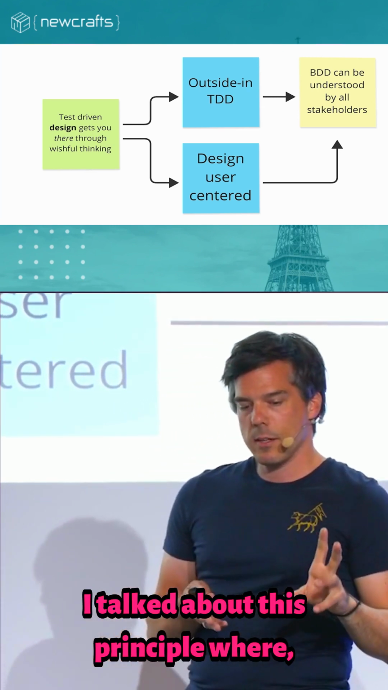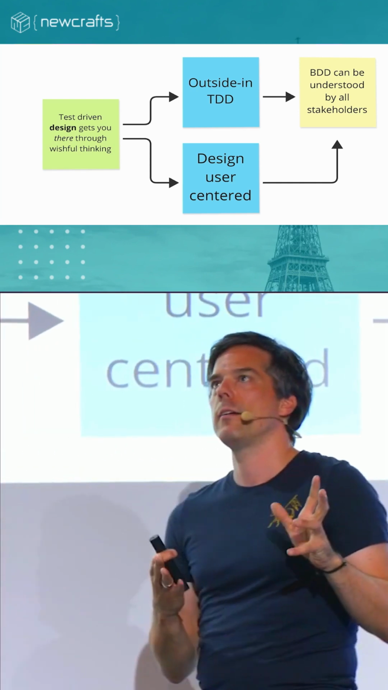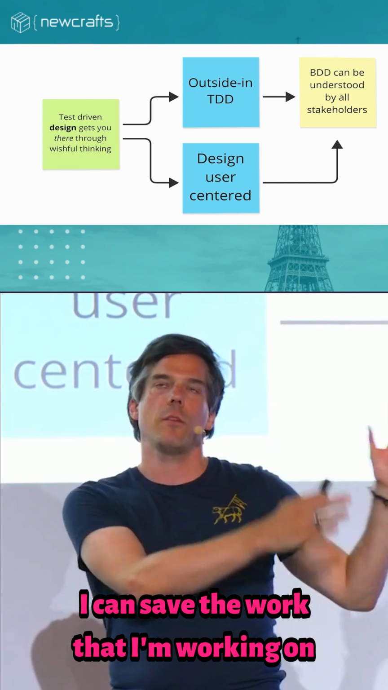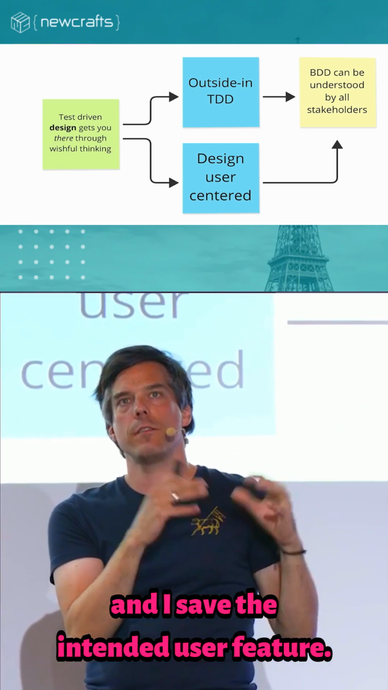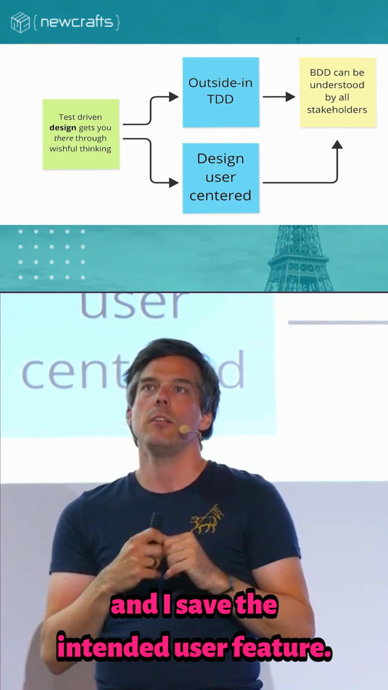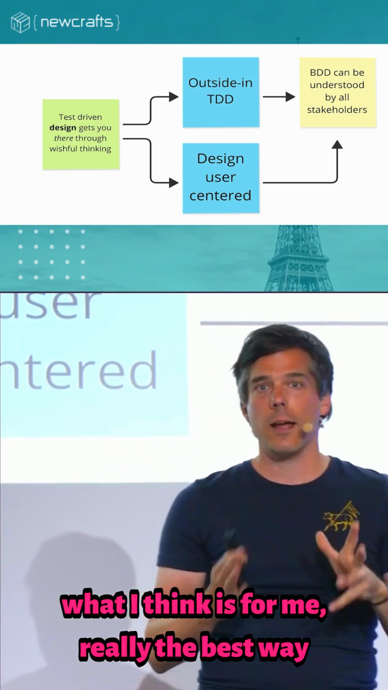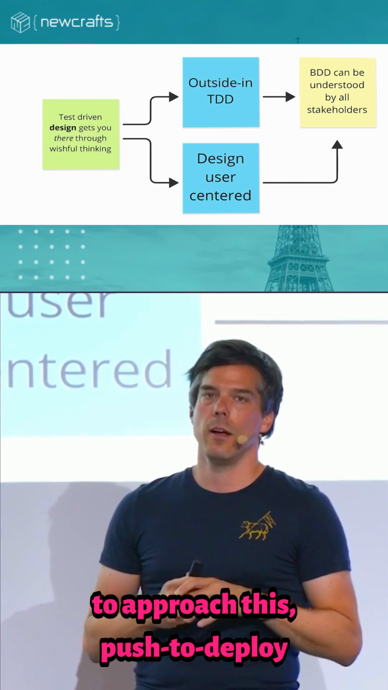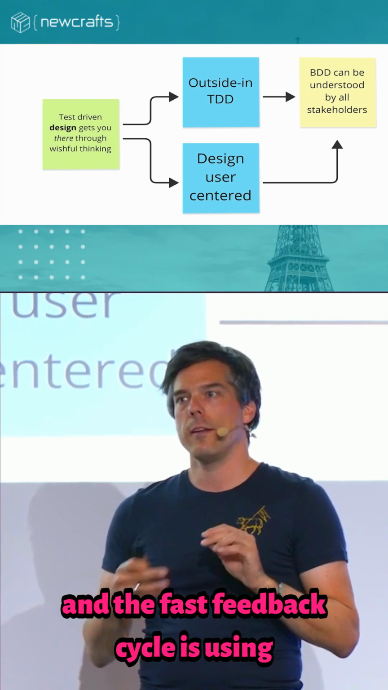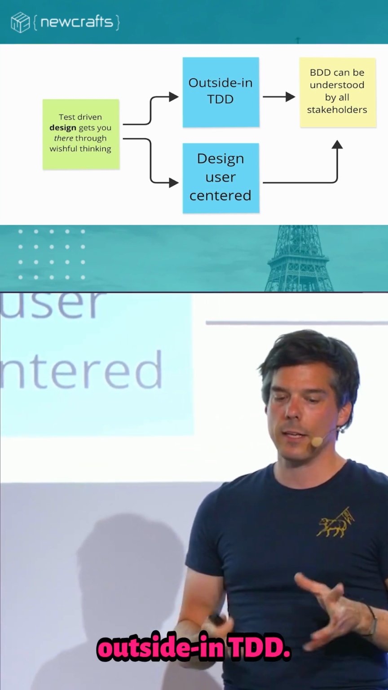I talked about this principle where I can save the work that I'm working on, and I save the intended user feature. That was a hint on what I think is, for me, really the best way to approach this push to deploy and the fast feedback cycle: using outside-in TDD.